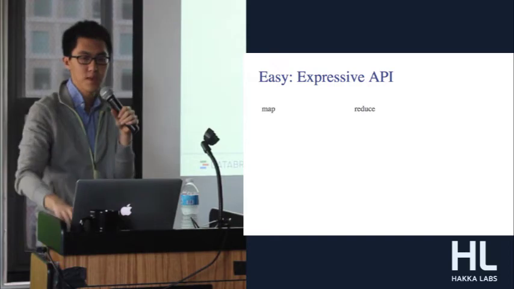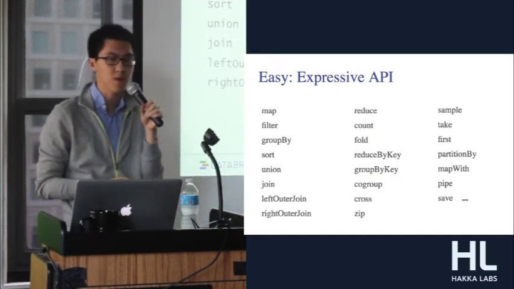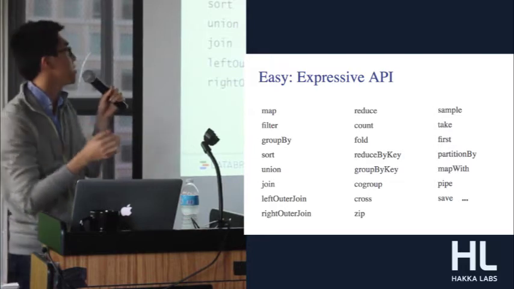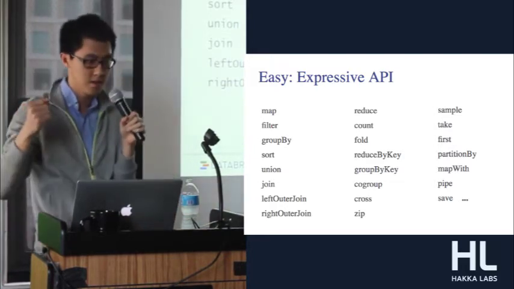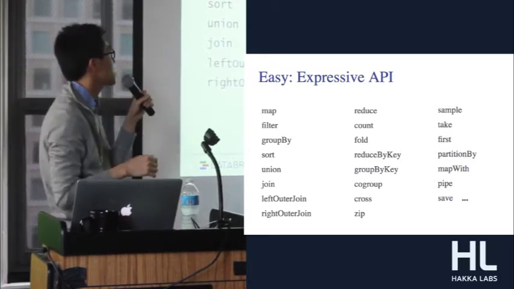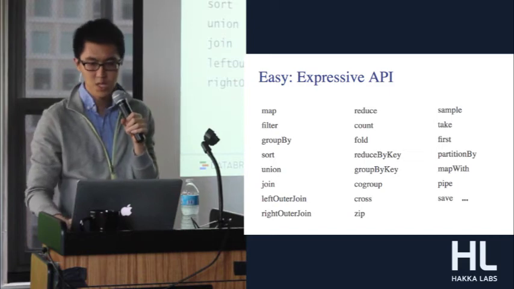hard to shoehorn them. So Spark actually provides over 80 high-level operators directly on RDDs that you can apply to transform or operate on data. So for example, you could do join out of the box, you could do count, you could do sample, and there's a lot of other functions.